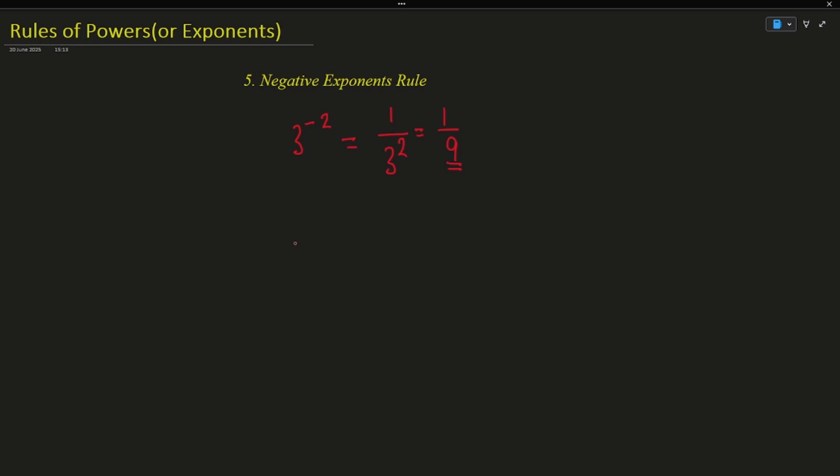In another example, if we're asked to simplify 7 raised to the power of minus 2, according to the negative exponent rule, it will be 1 divided by 7 raised to the power 2, which equals 1 over 49. Because remember, a negative power denotes the reciprocal. So our answer is 1 over 49.